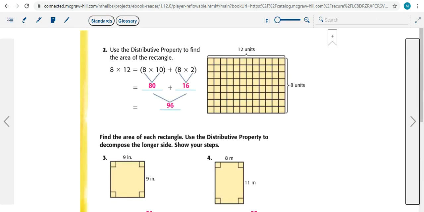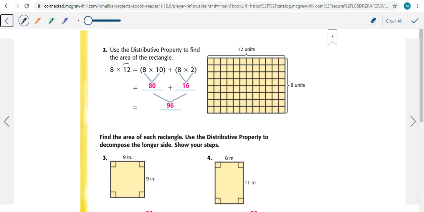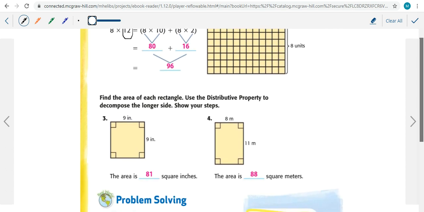Number 2. Use a distributive property to find the area of the rectangle. Now, the book is picking number 12 to decompose, and one way to decompose 12 is as 10 and 2. So we multiply. 8 times 10 is 80 and 8 times 2 is 16. 80 plus 16 is 96.